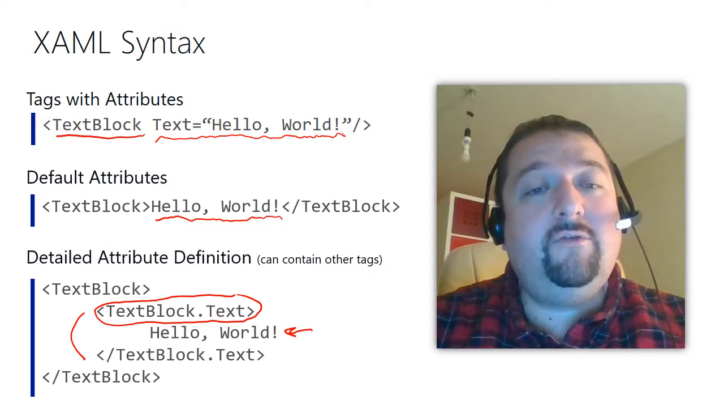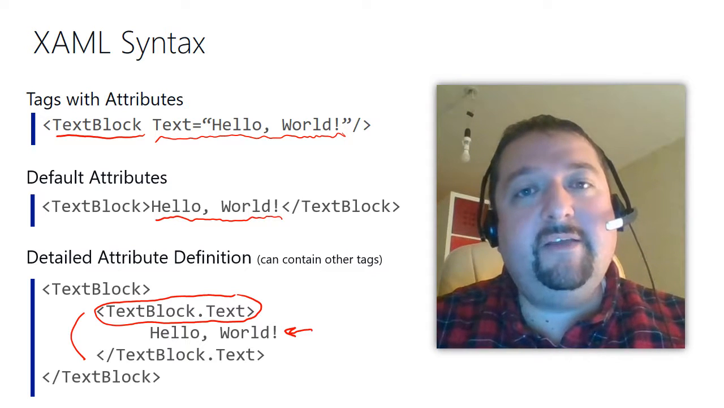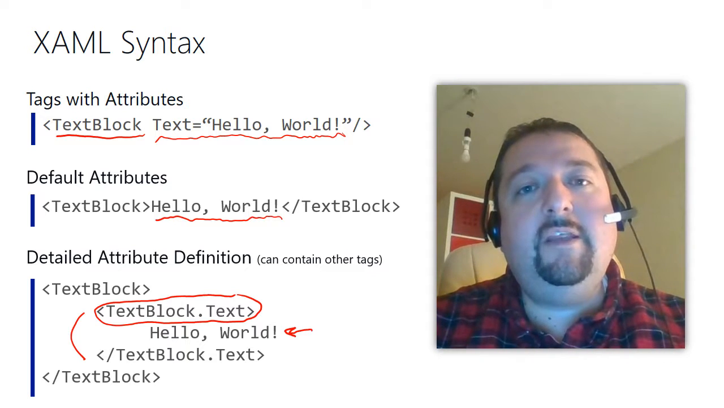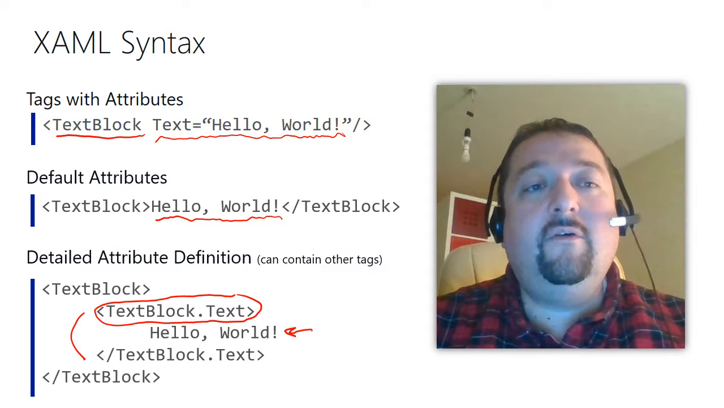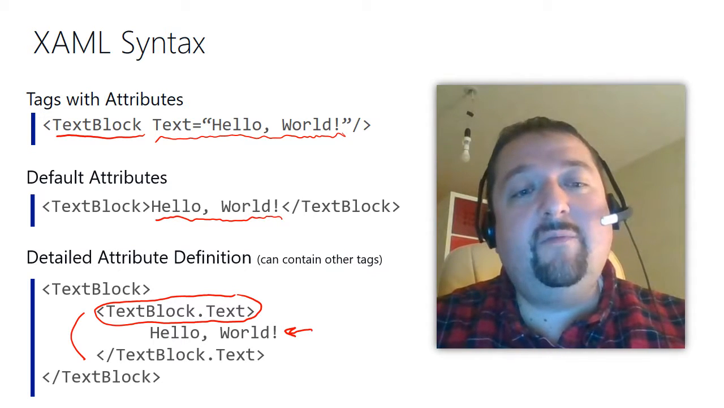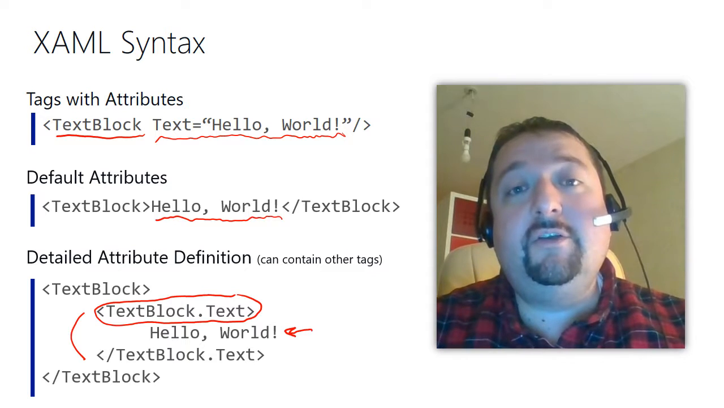So you need to remember that there are several ways to specify XAML attributes, and you can use any one of them depending on the situation. We will see many examples when, for example, the third notation turns out to be very useful.